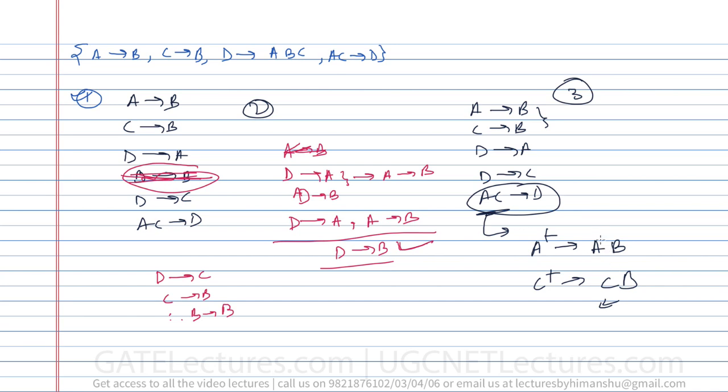Is there any transitive functional dependency which is occurring here? A determines B. Okay, fine. So there is no transitive functional dependency, so this is the minimal set. You cannot minimize it any further.